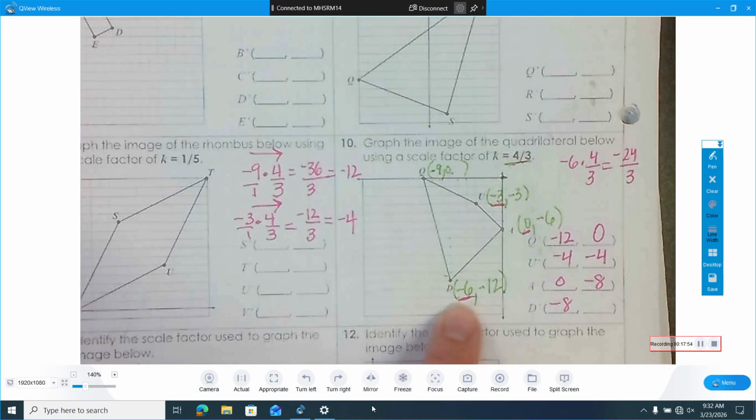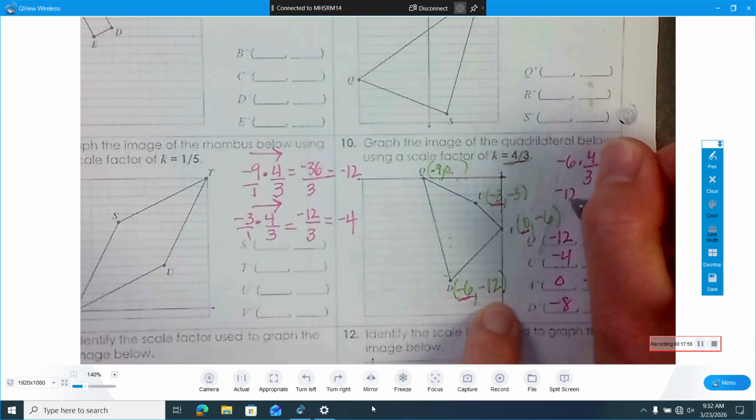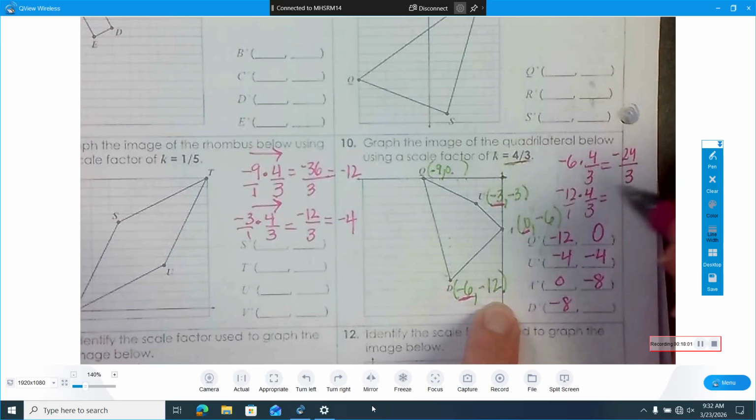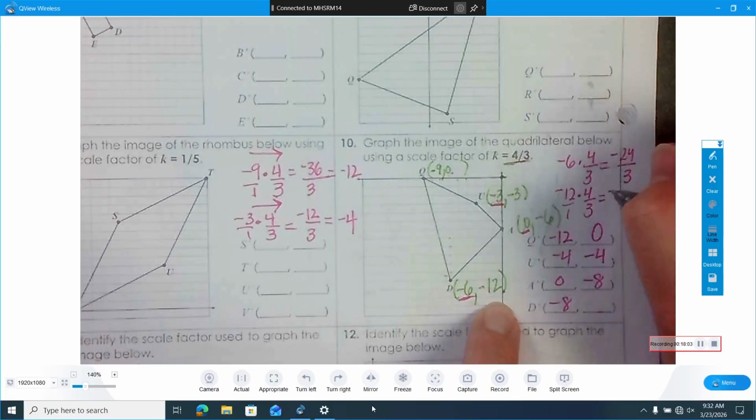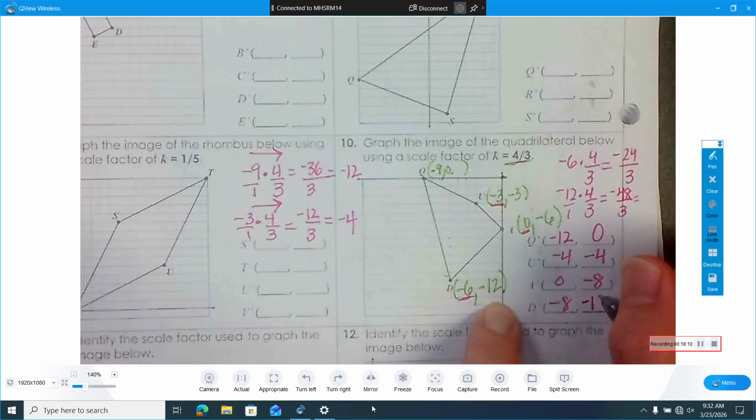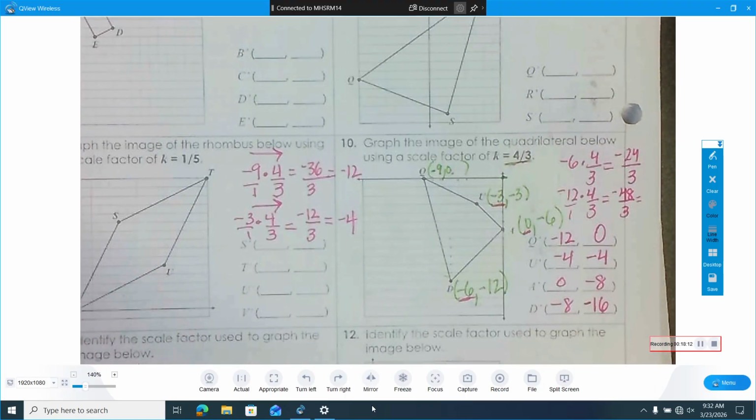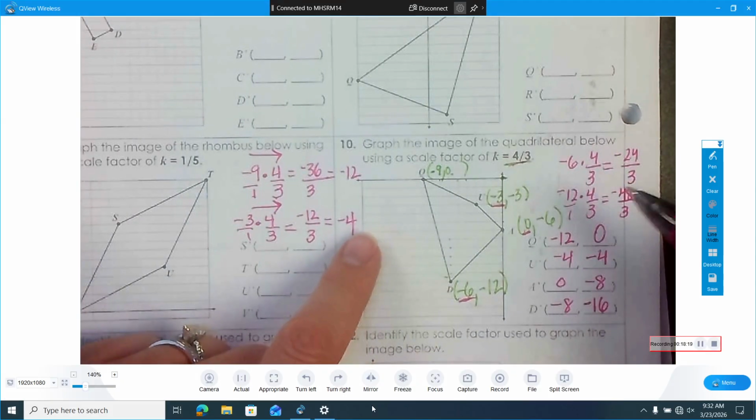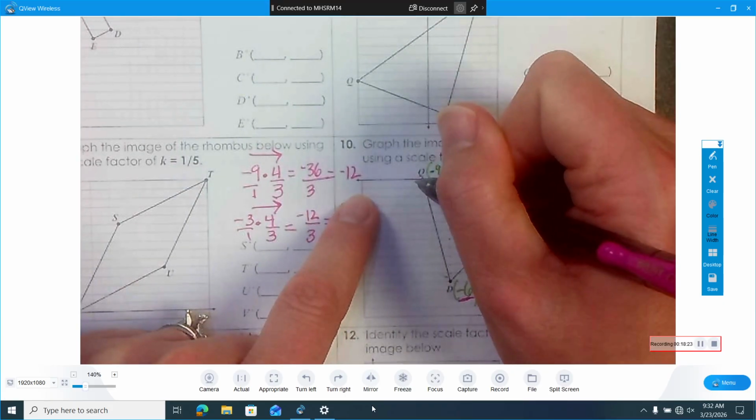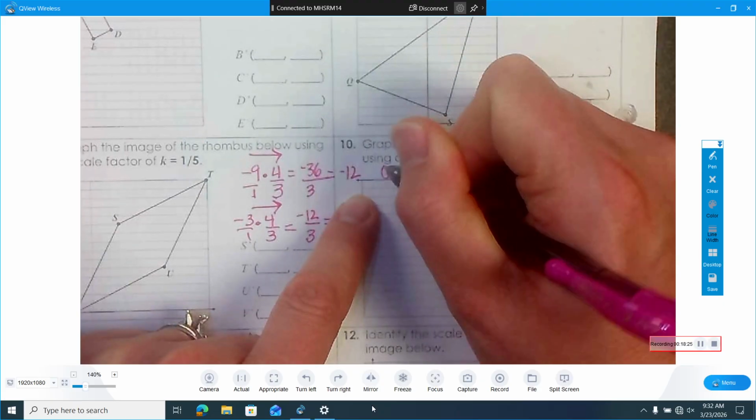And we have a -12. -12 times 4/3 is, again, straight across. -12 times 4 is -48. And -48 divided by 3, -16, yeah. All right, so -12, 0, 9, 10, 11, -12. So there is Q prime.